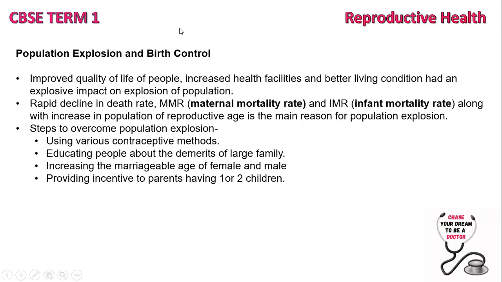Next, coming on to population explosion and birth control measures. What are the methods or processes that lead to increased population? First, improved quality of life of the people. Second, increased health facilities. Third, better living conditions had an explosive impact on the explosion of population.